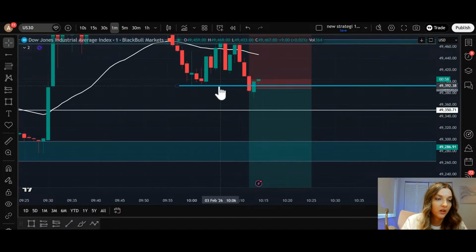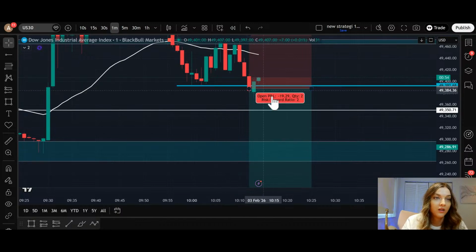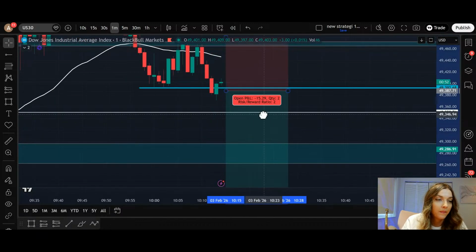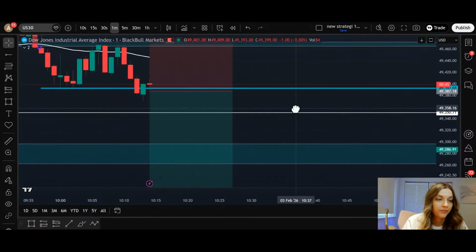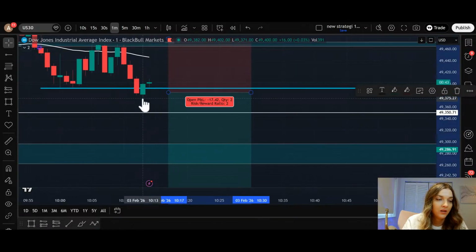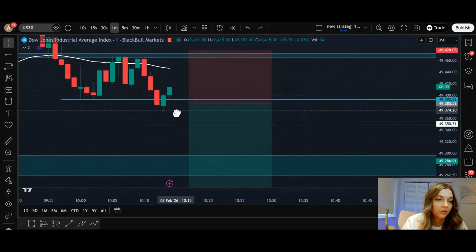Don't forget, this area is not broken yet. I said if the price... We need a full candle here. Not yet. You need a full candle below. Not yet. You see? We need a full red candle below.